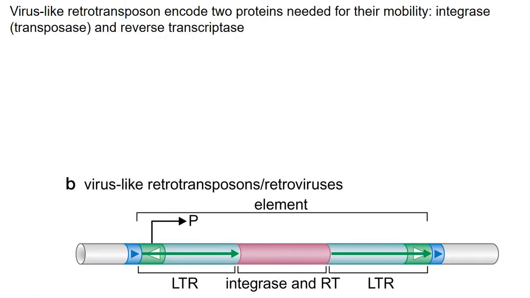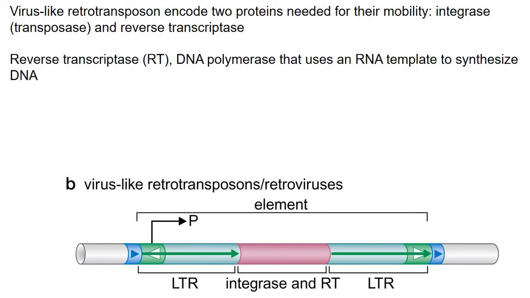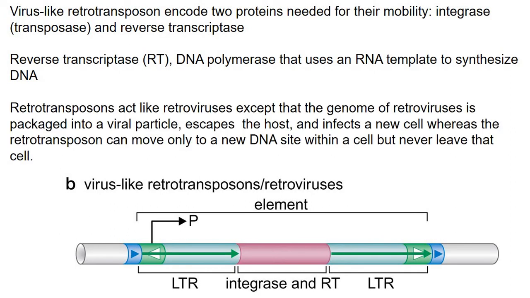These virus-like retrotransposons encode two proteins that are needed for their mobility, integrase and reverse transcriptase. Integrase is required for the transposition activity, and reverse transcriptase is required for RNA to DNA synthesis. These retrotransposons act like retroviruses. They are very similar, and potentially they were retroviruses a long time ago, before they got inserted and just stayed there in the genome over millions of years. They became part of the genome.